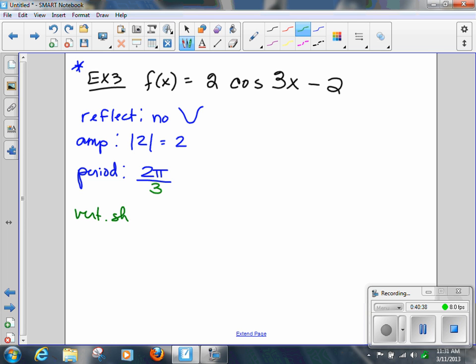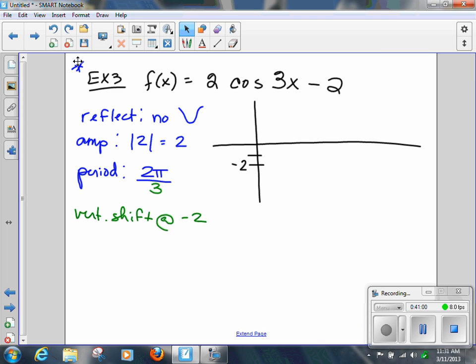Let's go and take care of the vertical shift at who? Oh, Lord. All right. Oh, mercy. Okay, let's take a deep breath. Oscillation line is where? At -2. So let's put that on there first.